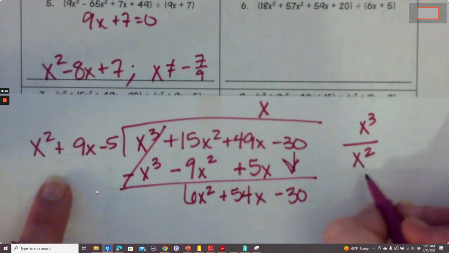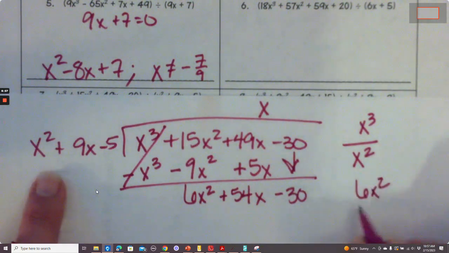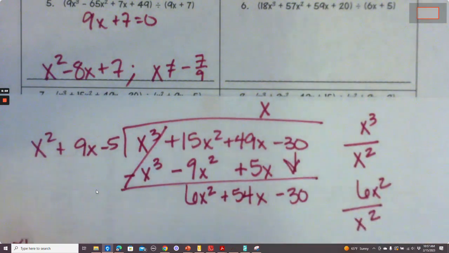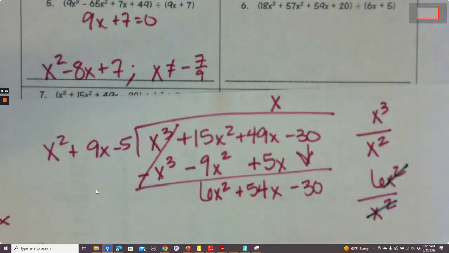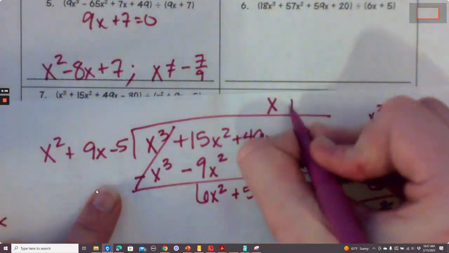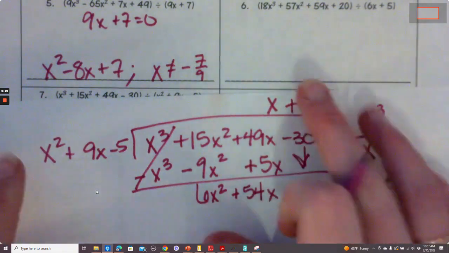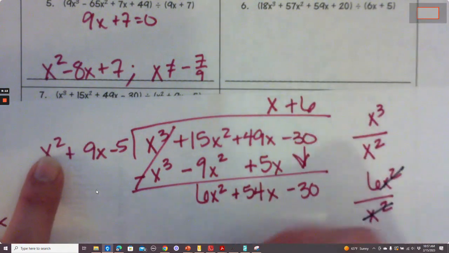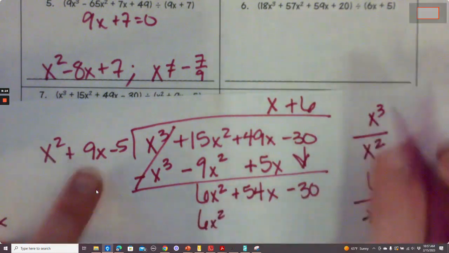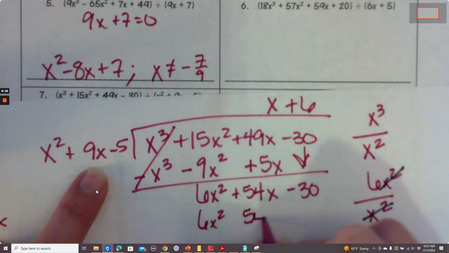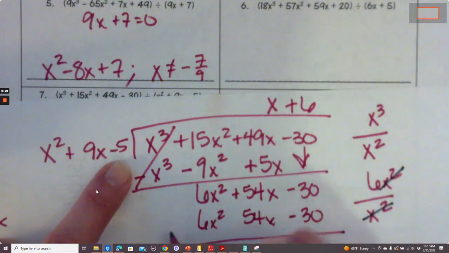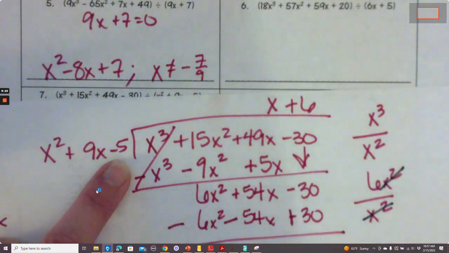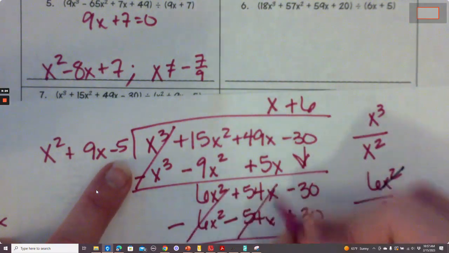All right, 6x squared divided by x squared is going to be 6. Yep, this cancels this. If you have the same thing on the top and the bottom, it cancels. So it's a positive 6, and this is where we should end. 6 times x squared is 6x squared. 6 times 9x is 54x. 6 times negative 5 is negative 30. Subtract by changing signs. Cancels, cancels, cancels.